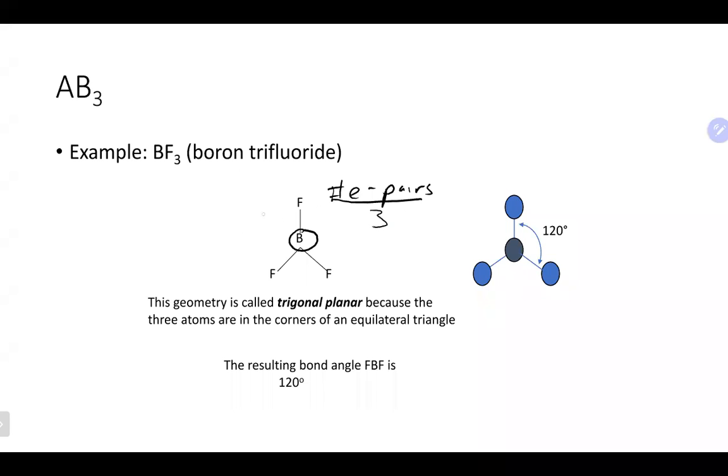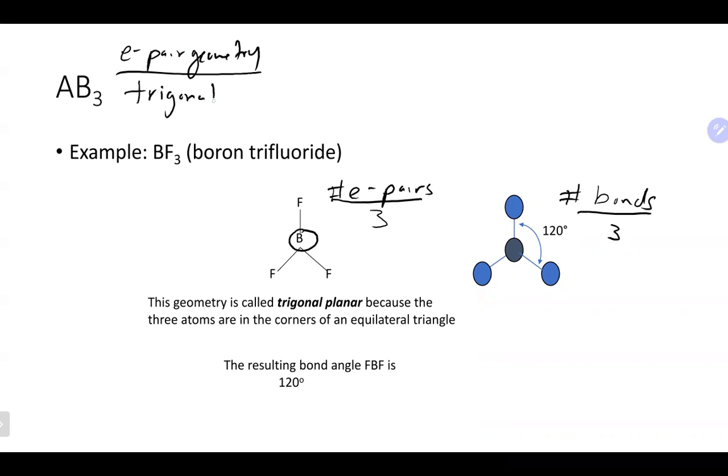All the bonds, each one is an electron pair. The number of bonds will also here be 3. So something with 3 electron pairs, the electron pair geometry name is going to be trigonal planar, or some people call it triangular. What happens in this case is we now have 3 things bonded.